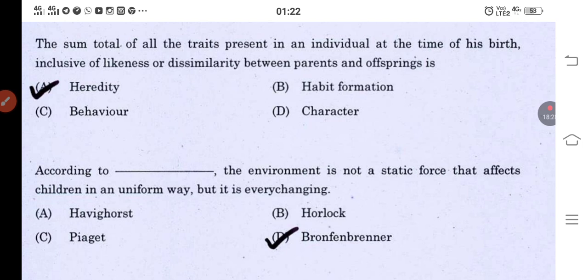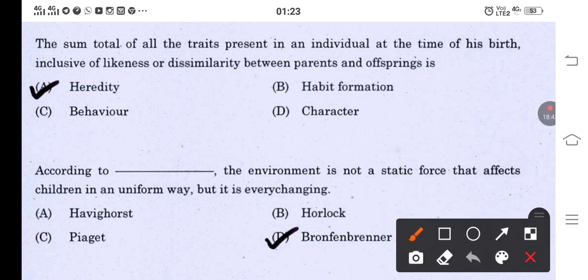So as the environment changes, we can bring changes in a child also. So this was given by Bronfenbrenner's ecological theory. So over here the correct answer will be Bronfenbrenner's ecological theory.